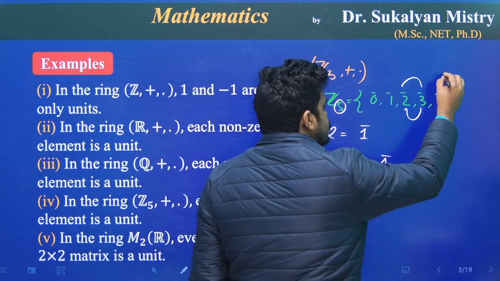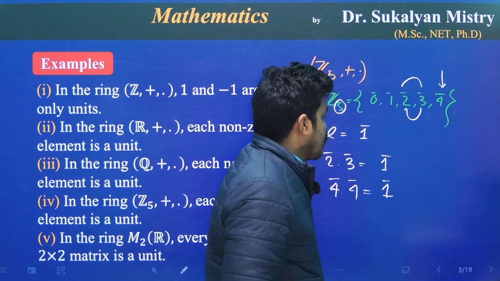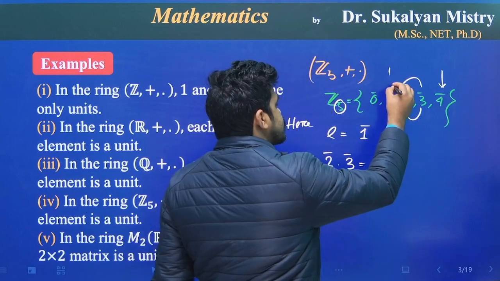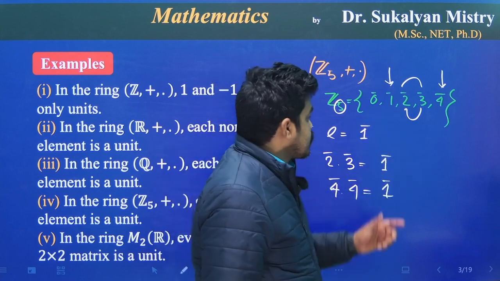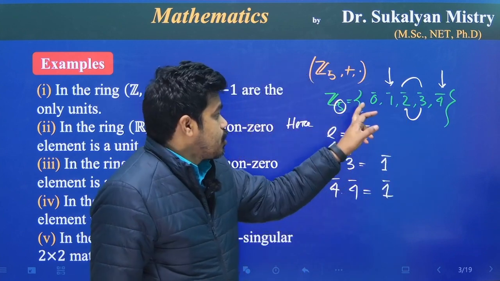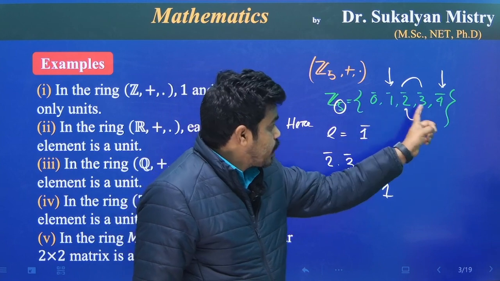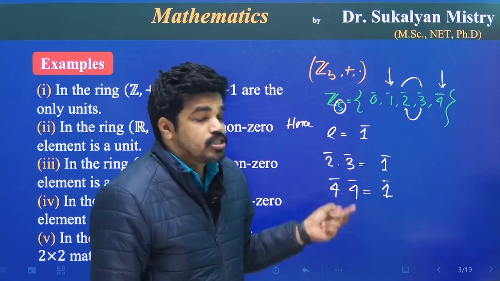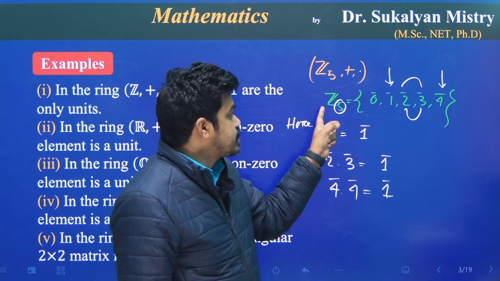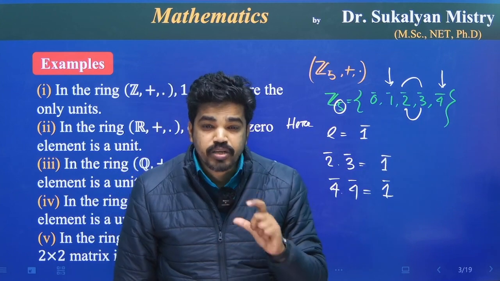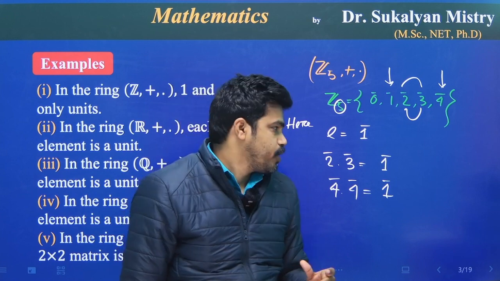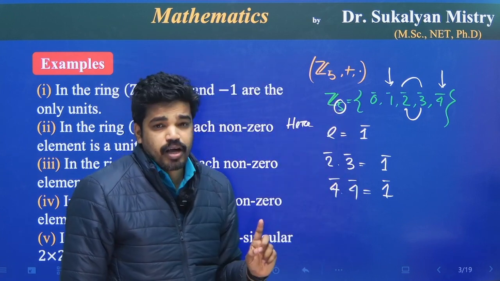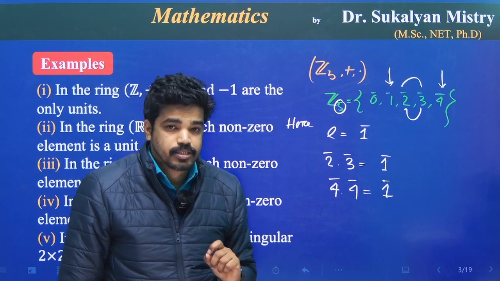The inverse of 4 is 4, right? 1 is the identity element, so what will be the inverse of the identity element? It will be that element itself, that is 1. That means, excluding 0, all the elements of Z5 are unit elements. So every non-zero element of Z5 is a unit element. Getting my point? Every non-zero element of Z5 is a unit element.